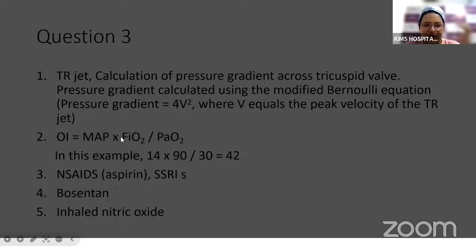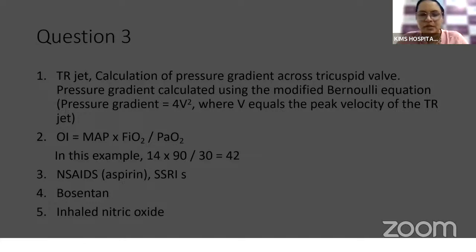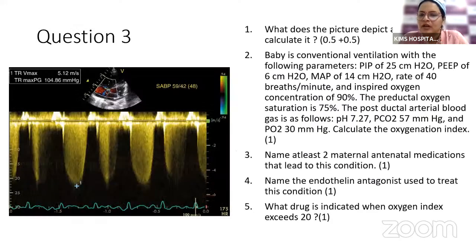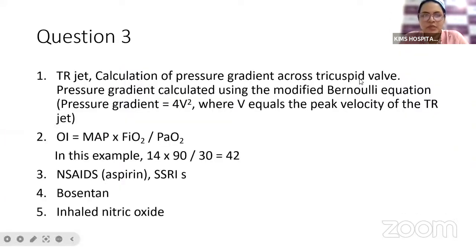So this is the formula for calculating OI. OI is one of the important measures of oxygenation in a baby. So this is given as a product of mean airway pressure into fractional inspired oxygen concentration in the numerator, and it is divided by the postductal PaO2 in the denominator. In this particular example, we saw that the MAP that the baby is being given from the ventilator is 14. They have given upfront that MAP is 14 centimeters. FiO2 is 90%.